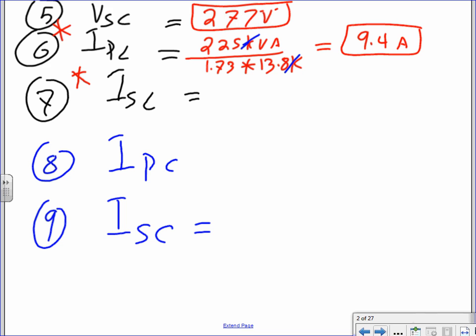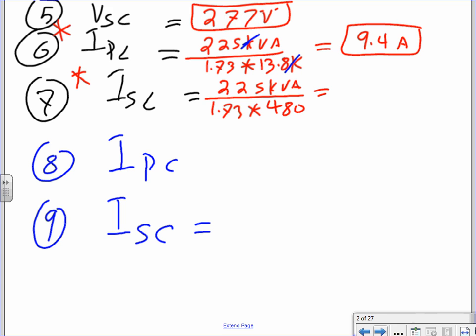Okay. How about I secondary? I secondary line. I jumped into the secondary line and I put two stars next to them because these are very important. We use them to size fuses and conductors. Okay, we're going to use the same thing, 225 kVA divided by 1.73 times. What's the voltage line to line? The voltage, guys, line to line on the secondary side. 480.